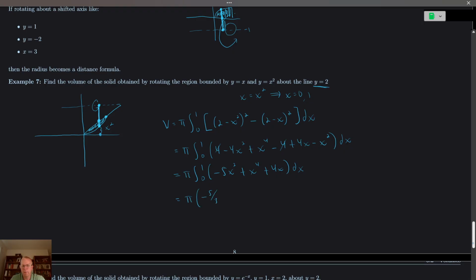Integrate, so negative 5/3 x cubed plus 1/5 x to the fifth plus 2x squared. Plug in your limits, and you should get 8 pi over 15. Okay, so again, the important part is getting this set up. Make sure you can understand where we got the outer radius and the inner radius. So it's 2 minus whatever the function value that gives you the distance from here to here, or from here to here, whichever the case may be.